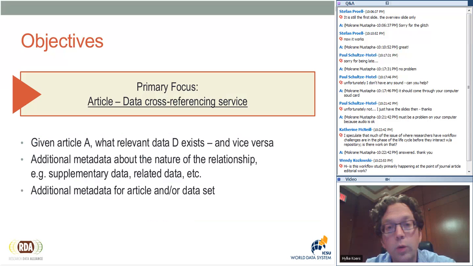If we do a little bit more, we also want to add additional metadata about the nature of that relationship. So has the data been cited in an article, for example, or complementary to the article, just to give two examples. And perhaps some additional metadata for the article and or the data set itself. But the specifics of that is exactly what we are trying to figure out at this moment.